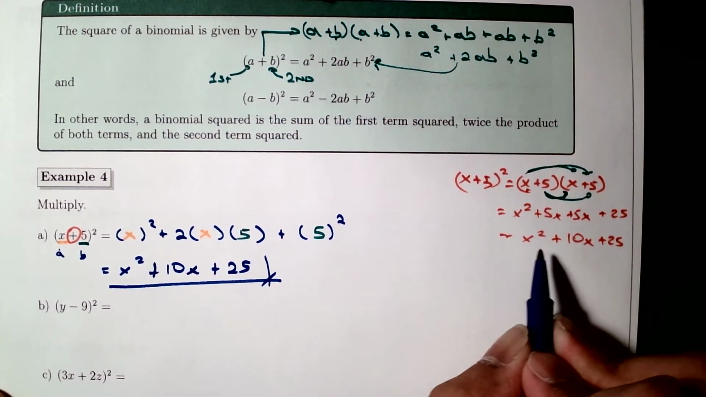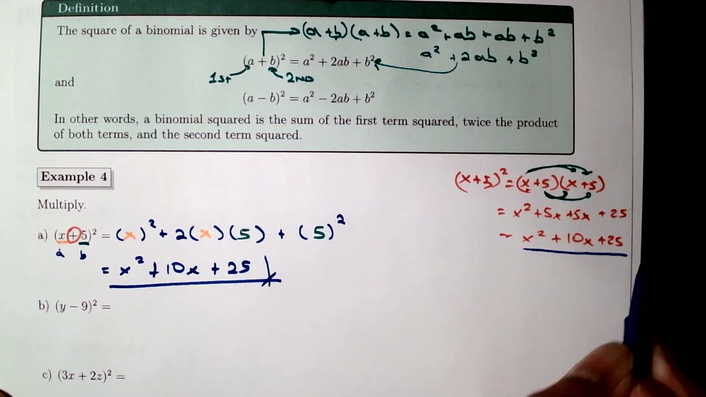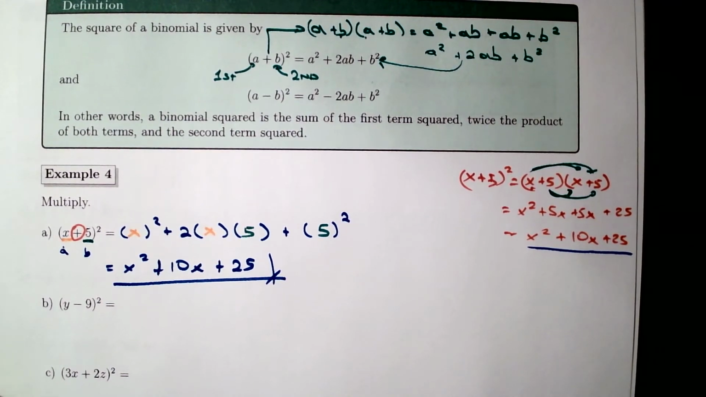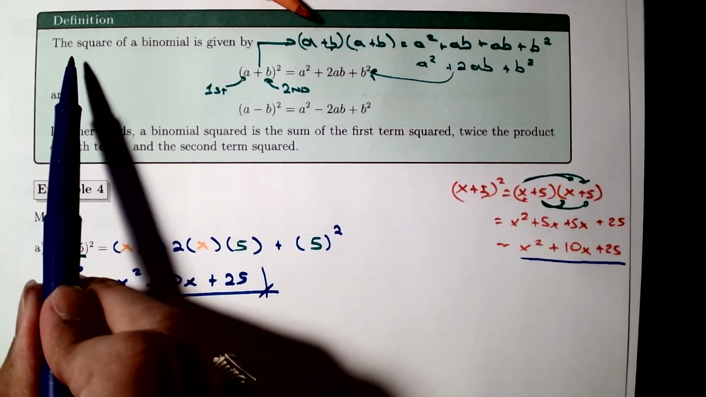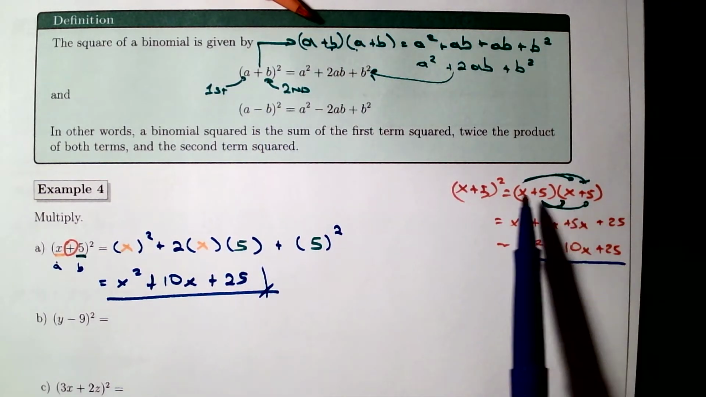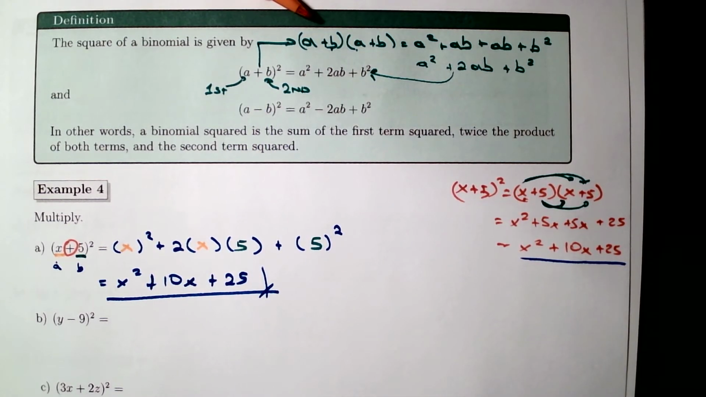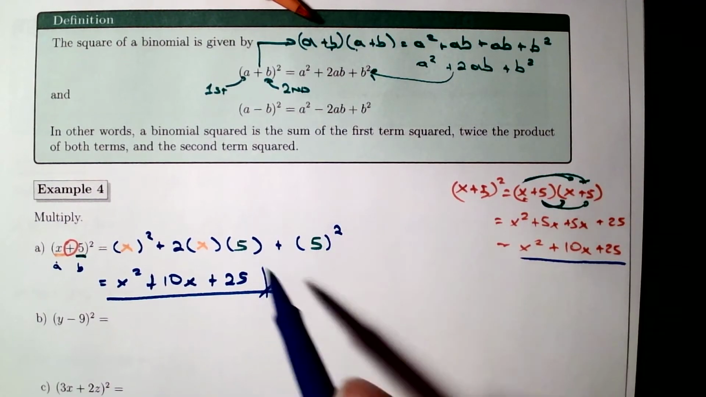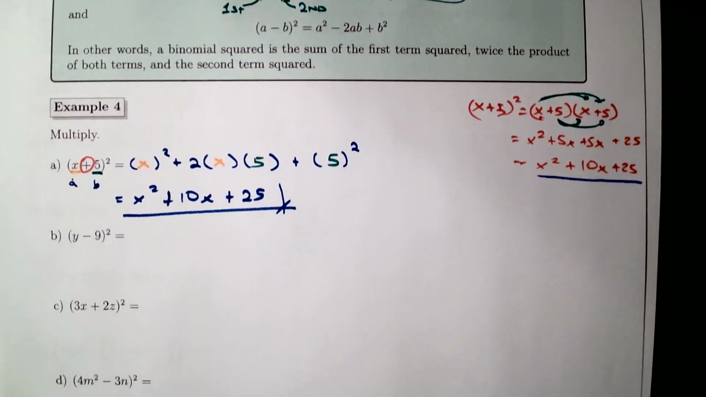Final answer, same answer. So ultimately you can do it either way. You can use the expanding the binomial, the square binomial, or foiling. Either way should be fine. You can do it whatever the method you feel more comfortable with.